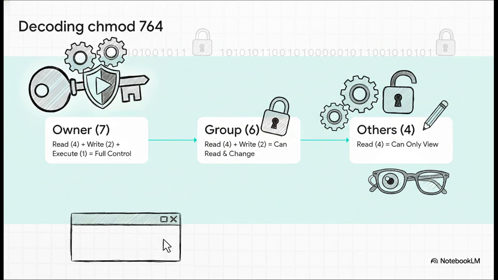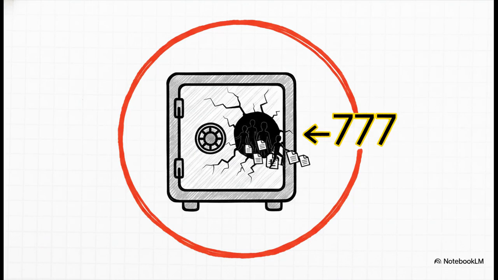So if you see a command like chmod 764, here's how you break it down. The owner gets a 7. That's 4 + 2 + 1, so they get full control, read, write, and execute. The group gets a 6, that's 4 + 2, so they can read and write. And everyone else, they just get a 4, which means they can only read the file. That's it.